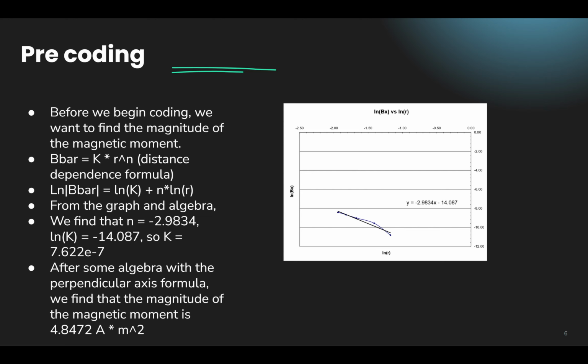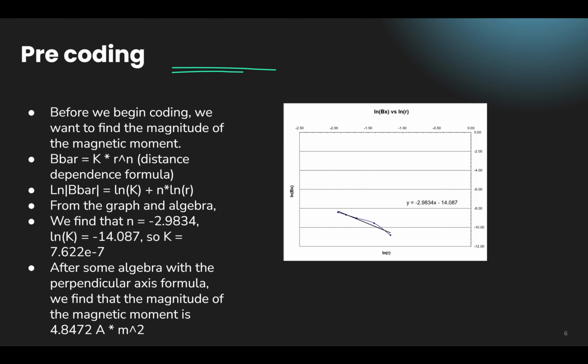Pre-coding. Before we begin coding, we want to find the magnitude of the magnetic moment. We start with the distance dependence formula. We take the natural log of both sides, and from the graph in Algebra, we find that n equals negative 2.9834, which is the slope of our graph. We find that ln of k is equal to negative 14.087, which is the y-intercept of our graph. So k equals 7.622 times 10 to the negative 7th.